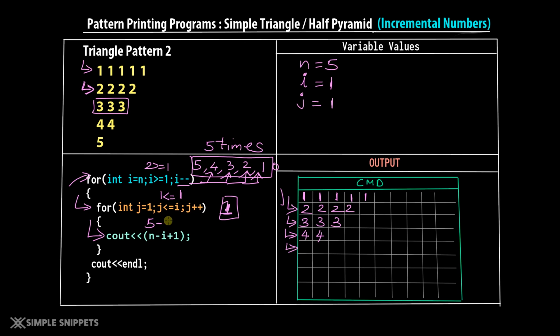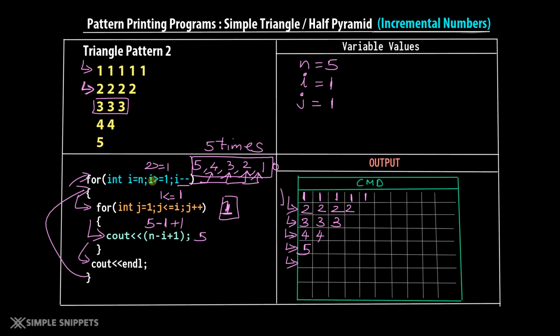So 5 minus I, which has become 1, plus 1. So 5 minus 1 is 4, 4 plus 1 is 5. So you're printing 5 and you're printing 5 only one time. So you'll come at the end of the for loop, that is you'll exit the inner for loop. For the outer for loop you have cout endl, you'll simply come on the new line.